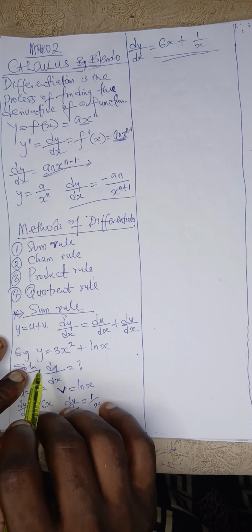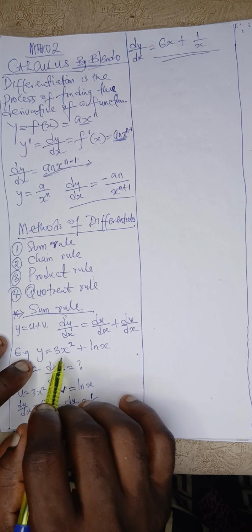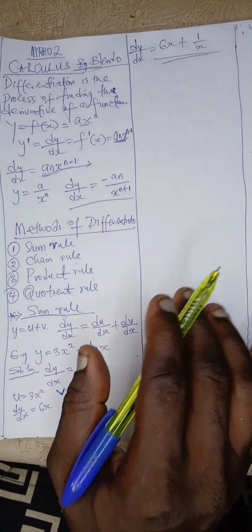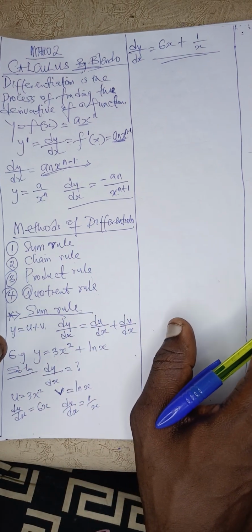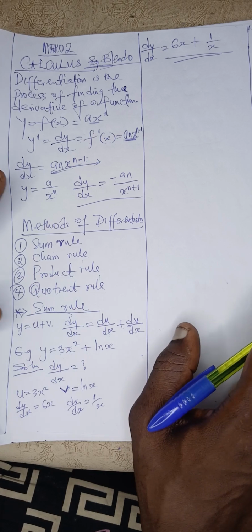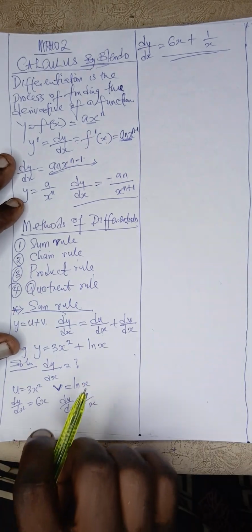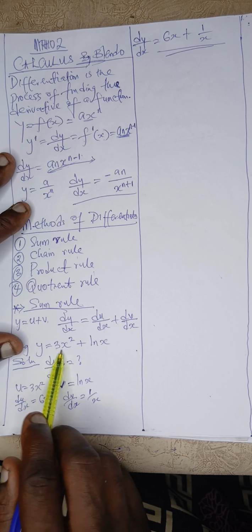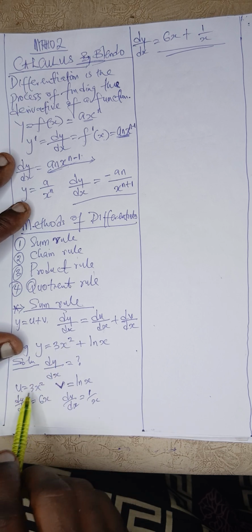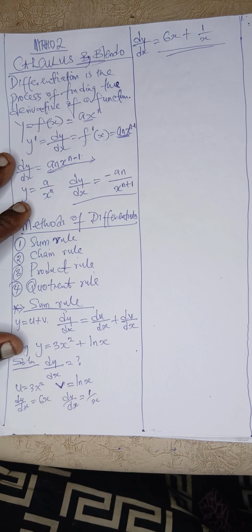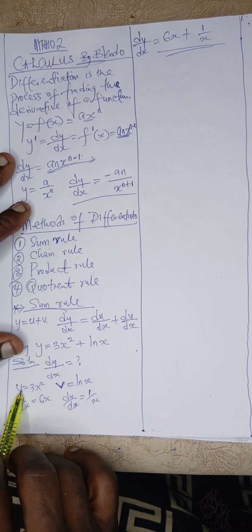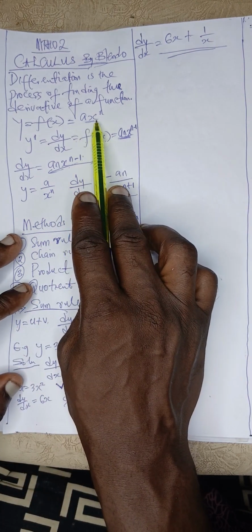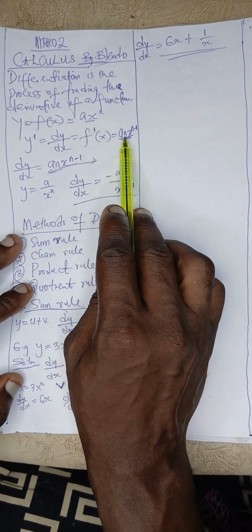So we have an example here. y is equal to 3x squared plus ln x. This is a typical example of the sum rule. Okay? So what should we do? We pick 3x squared as u. Let u be 3x squared and v be ln x. So if you differentiate u, how do we go about that? 3x squared looks like a x^n. Have you seen it? So we apply this first one.